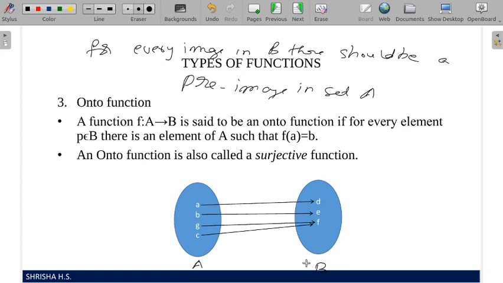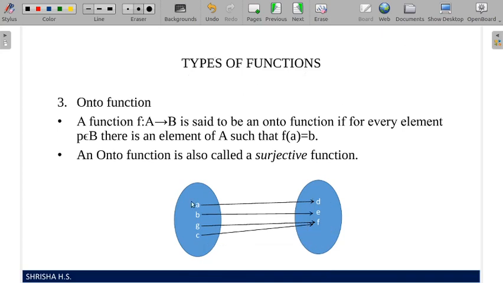Okay, so there should be no idle element left here. According to the function's definition, this is valid. If you even add h here, according to the function's definition, this is valid, but it will not be an onto function. To be an onto function, there should be some element here. Okay, so we should have a mapping. So none of the elements here should be idle. Okay, so this is about onto function.